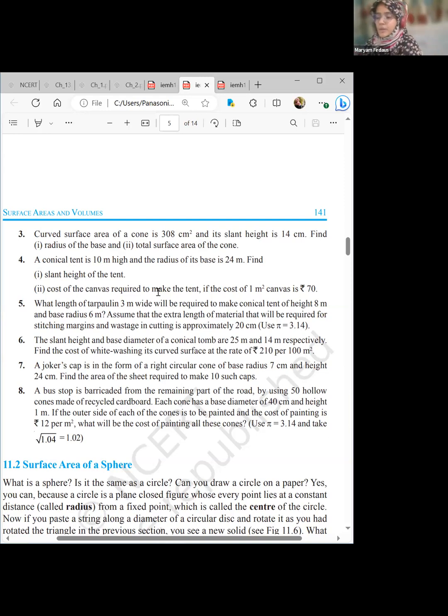Okay. So just imagine that you have to get a tent made for some reason. So you have to give orders for the tent. You have to go and buy the material. Now you know the dimensions of your tent, that this should be the height, this should be the radius. Now you're going to go and buy the material from a store. Okay, the tarpaulin, you're going to go and buy it from a store.